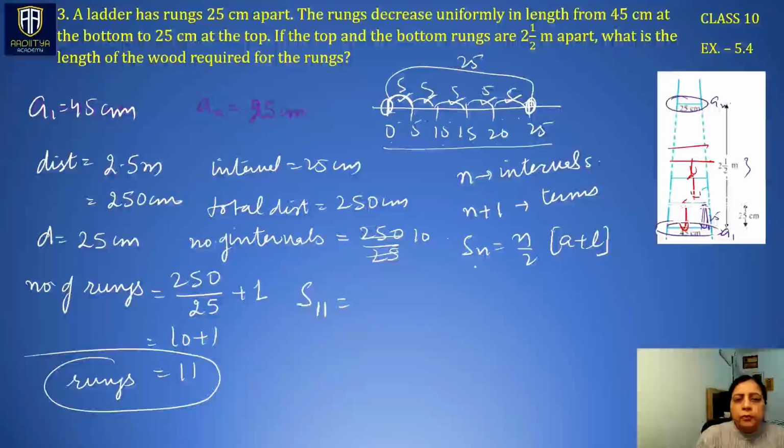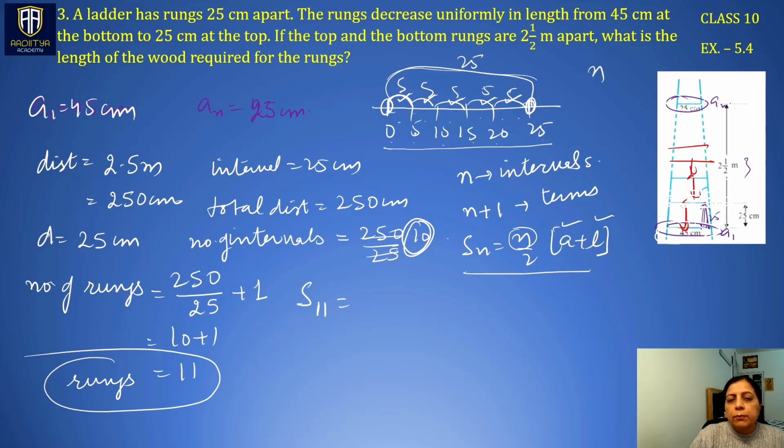So now we have to find the length of total rungs. Here we have the first value and the last value, which are 45 and 25. Moreover, we have found the number of rungs in the sequence by this method. We have taken the total distance as 250 centimeters, and each interval being 25 centimeters, the intervals are 10 in number. We have just learned that if numbers are separated by n intervals, the numbers are n plus 1 in the sequence. So n is 11.